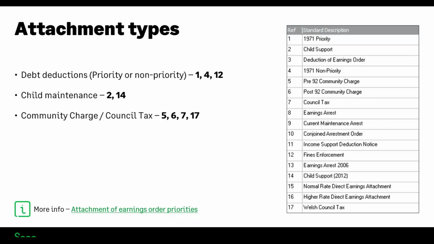The next attachments relate to community charge and council tax debt. The community charge is the official name for poll tax from the 90s. They aren't very common at all nowadays, not really used, but they are references 5 and 6. Then you've got the council attachments, which relate to all council tax debts, reference 7. And then reference 17 is the Welsh council tax attachment as well, so that's got its own category just at the bottom there.